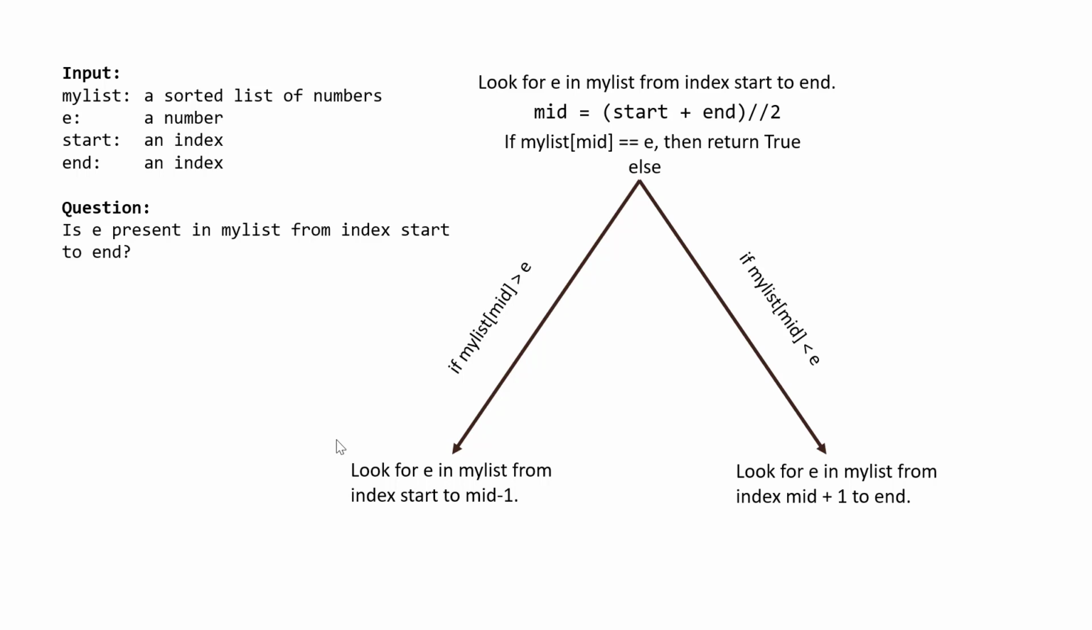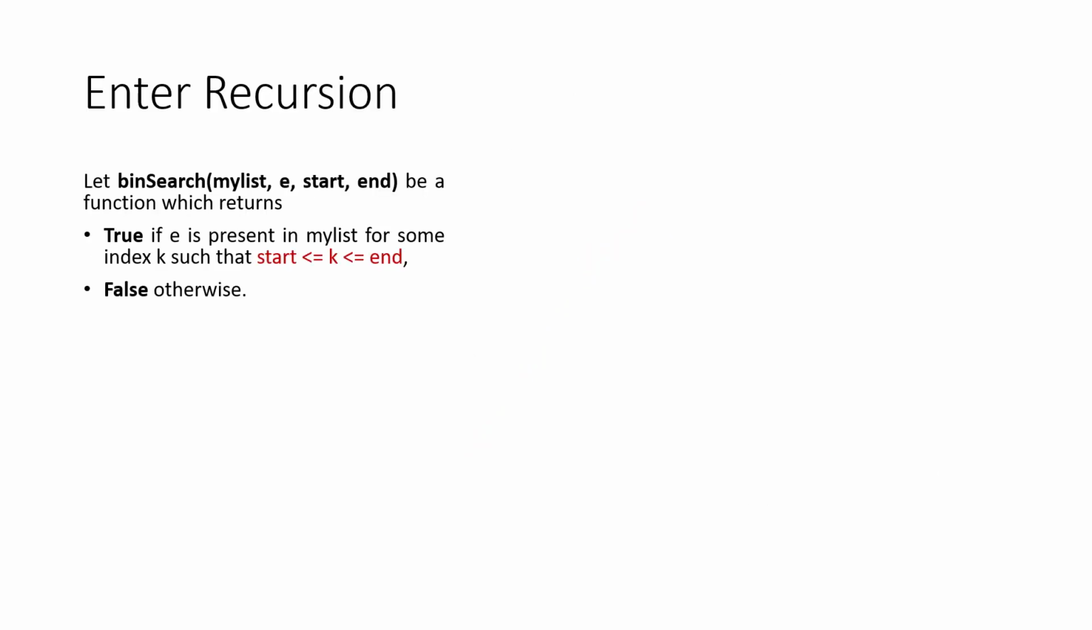We have actually figured out the recursive step of the problem. So let's formalize this question like this. Let bin search be a function which takes 4 arguments. It takes the list, it takes an element E, and it takes the starting and the ending indices. It would return true if E was present in my list at some index K such that K lies between start and end. If it were not the case, it has to return false.